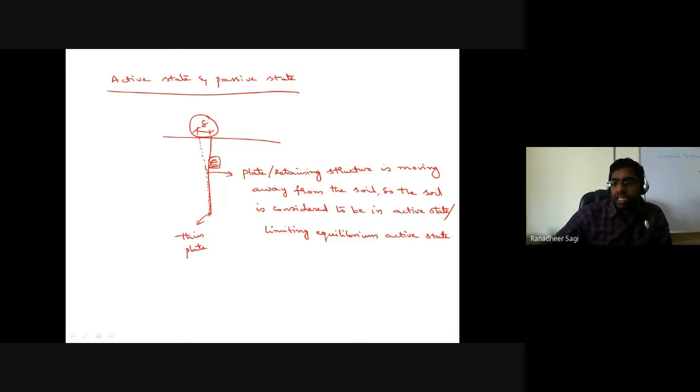Similarly, in the case of your passive condition, what do I mean by passive condition? Same example again. So this is my thin retaining plate which we are looking at.